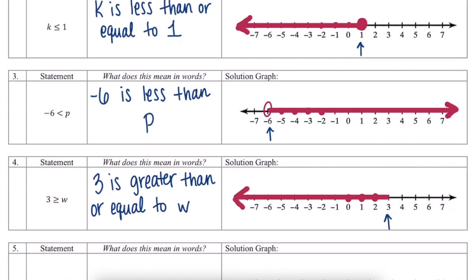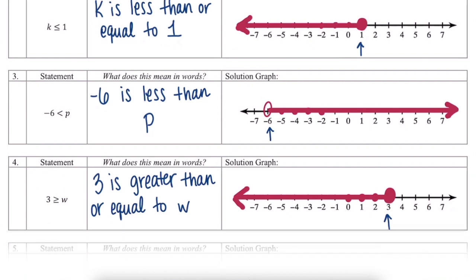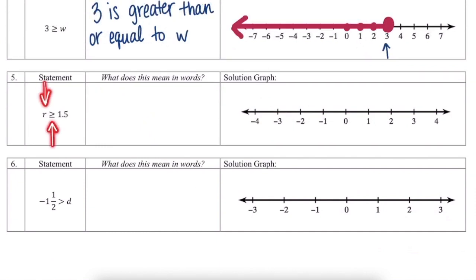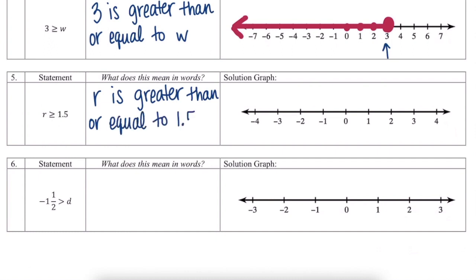But what about 3 itself? Well, looking at the symbol, it's also showing that 3 is equal to, meaning it is a solution, and we can represent it with a closed point. Statement 5: R is greater than or equal to 1.5. Well, here's 1 and there's 2, so 1.5 is going to be halfway between them.